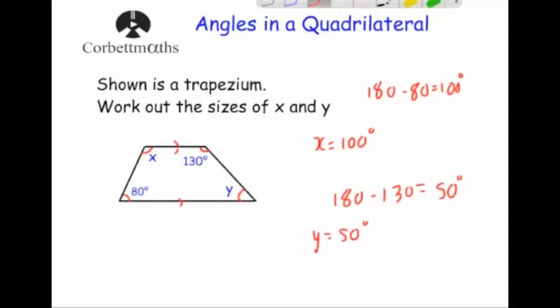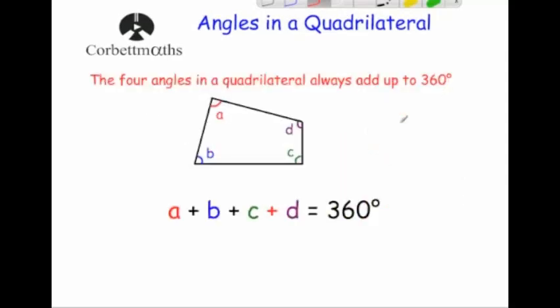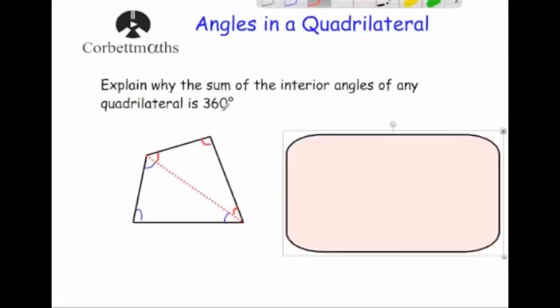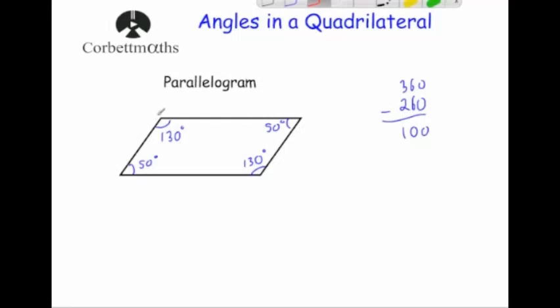That's it. So just to recap, the angles in a four-sided shape will always add together to give you 360 degrees. If you've been given a quadrilateral and you know three angles, you can add them up and take it away from 360 to find the missing one. The angles add up to 360 because you can split it into two triangles, and the angles in each triangle are 180 degrees. In a parallelogram, the opposite angles are equal to each other, and the obtuse and the acute angles will add together to give you 180 degrees.